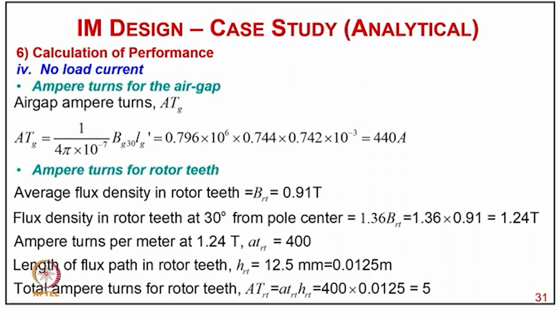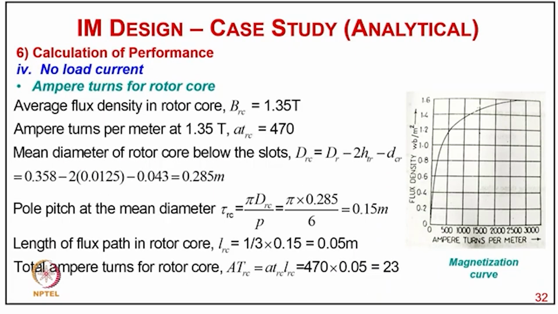of the rotor teeth at 1.24 Tesla is small ATRT equal to 400, and the length of flux path in rotor teeth is HRT, that is 12.5 millimeter. So the total ampere turns for rotor teeth is capital ATRT equal to small ATRT into HRT, giving values it comes 5 ampere. Now coming to the ampere turns for rotor core.